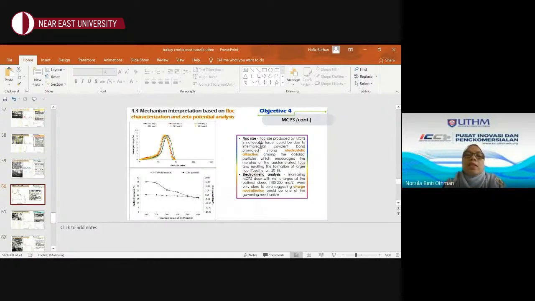In terms of floc size, the floc produced by MCPS is larger. This could be due to electrostatic attraction. Finally, for the electrokinetic analysis, increasing the MCPS dosage gives a net charge at the optimal dosage that is very close to zero, suggesting charge neutralization.